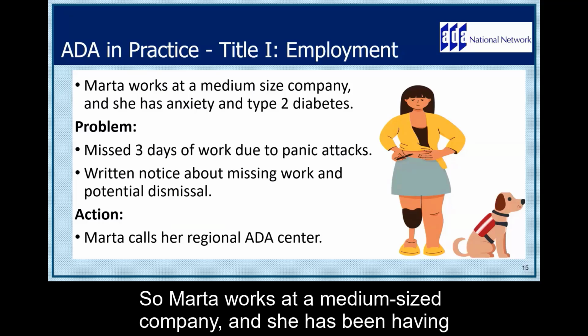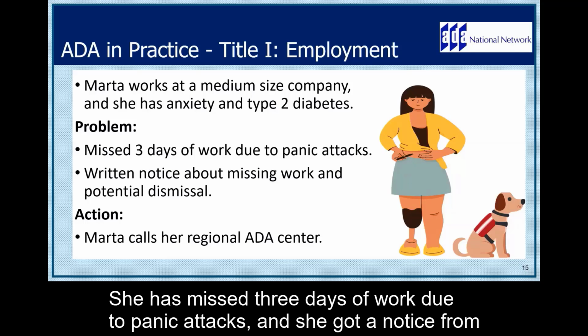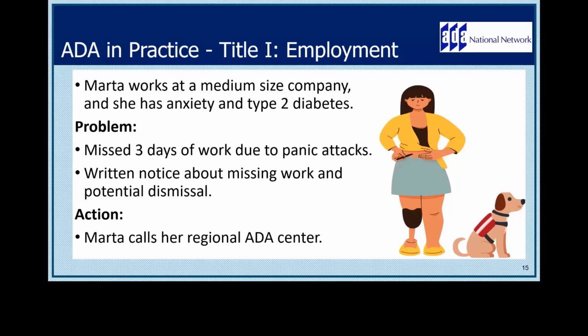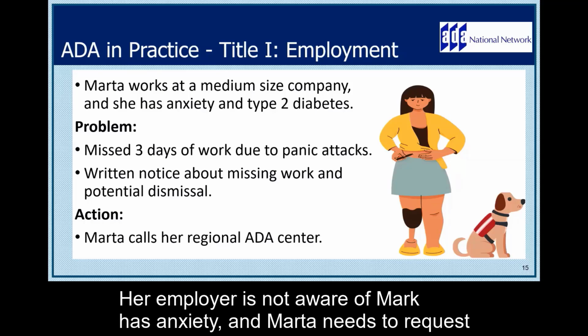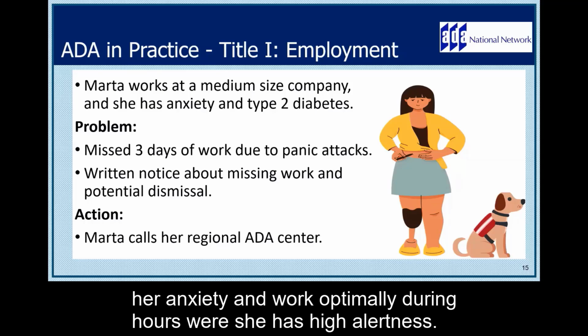So Martha works at a medium-sized company, and she has been having trouble at work due to her anxiety. She has missed 3 days of work due to panic attacks, and she got a notice from her employer that she will be fired if she misses 1 more day. Her employer is not aware of Martha's anxiety, and Martha needs to request an accommodation that allows her to have a flexible schedule so she can better manage her anxiety and work optimally during hours where she has high alertness.